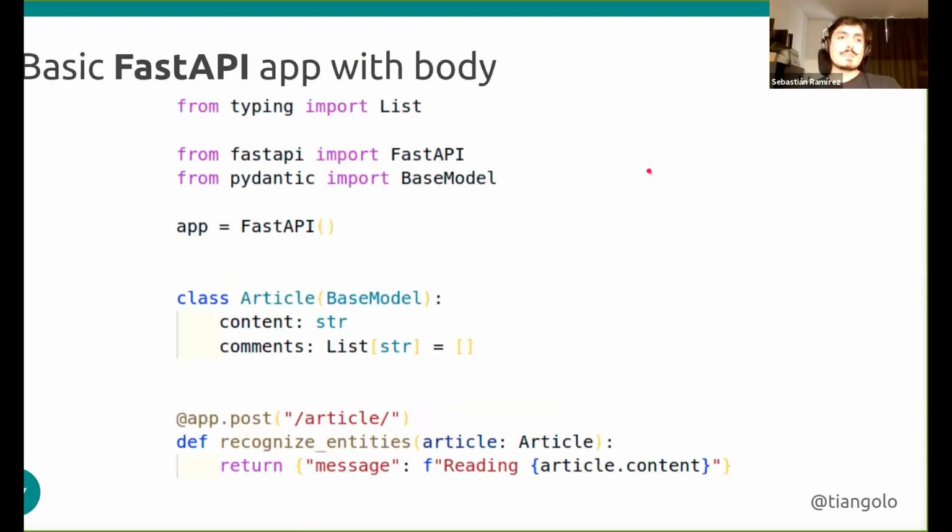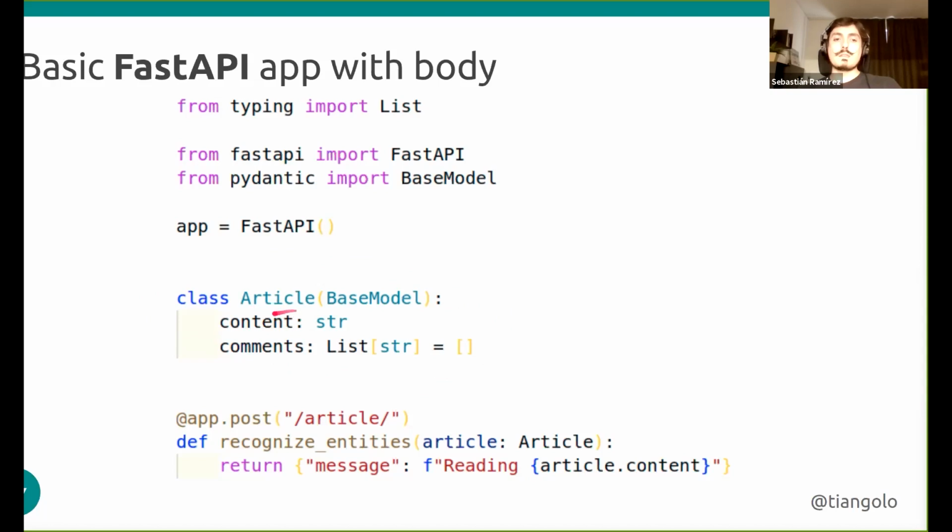Now, let's say that we want to create a basic FastAPI application that receives a body, because we'll probably receive some data for our machine learning model. So now we're going to say that we want to receive some data that contains an article, and this article is going to be a JSON object, which is the term for, let's say in Python, a dictionary, and it will contain a key content and a key comments. This is like a normal class definition.